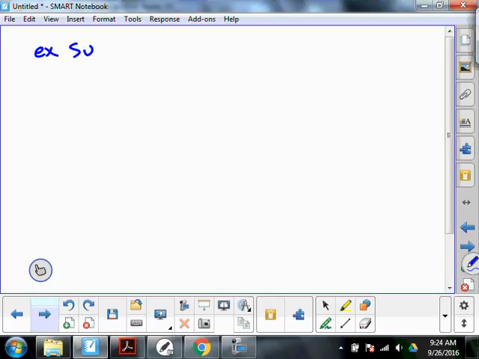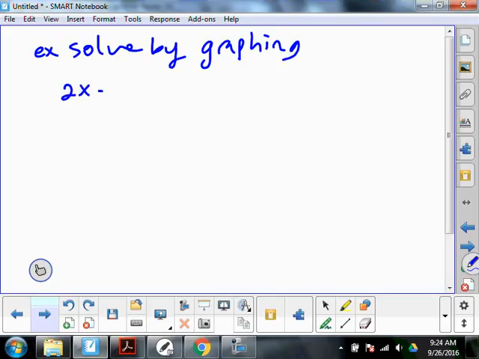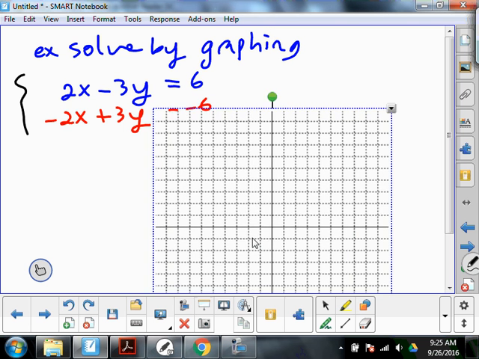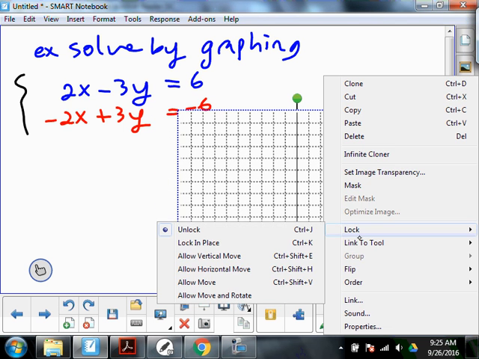Example, solve by graphing. 2x minus 3y is 6, and negative 2x plus 3y is negative 6. Now, the better you are at algebra, the easier it's going to be for some of you to spot some of these and what ends up happening. But maybe we want more practice on that cover-up method, so let's try that.